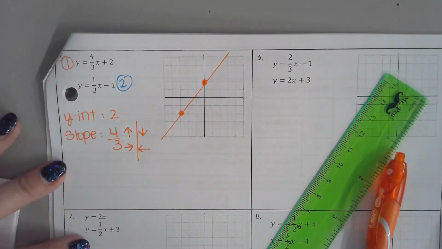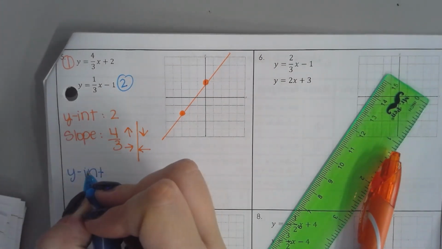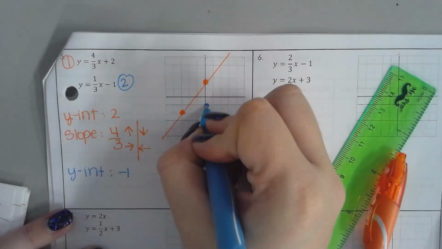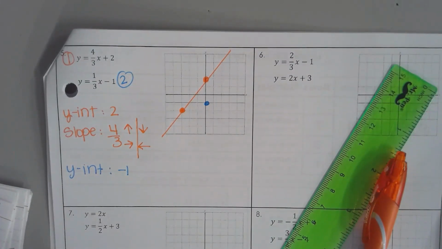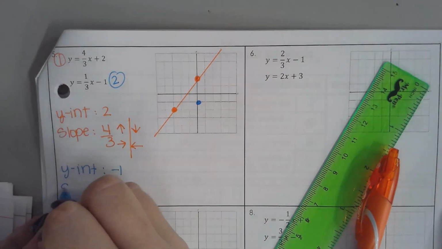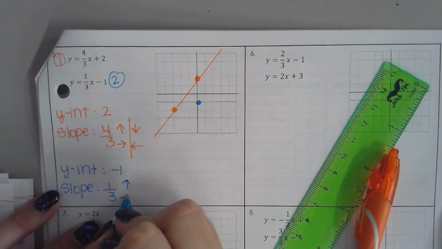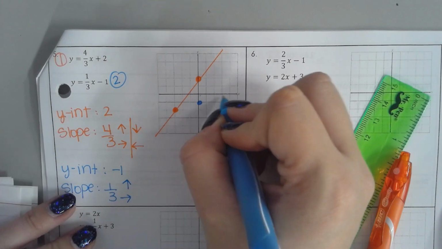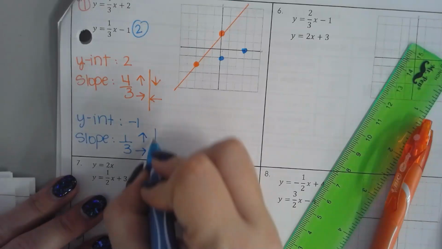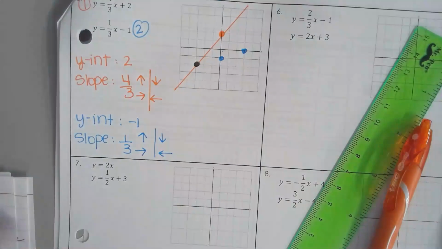My second line, what's the y-intercept of my second line, Emily? -1. So I put a point on -1. And then what is my slope on the second line, Jaden? Yep, it's 1 over 3. So I go up 1, right 3. Or I could switch and go down and left. And I run into that line right there.